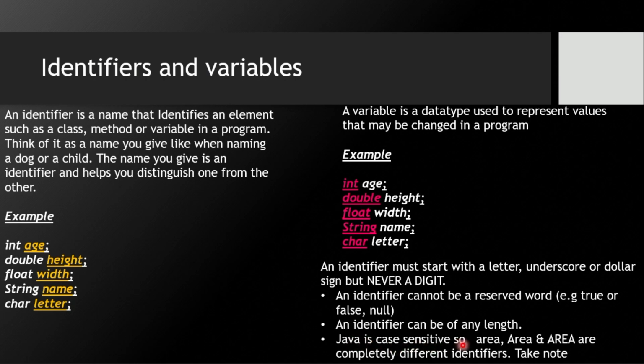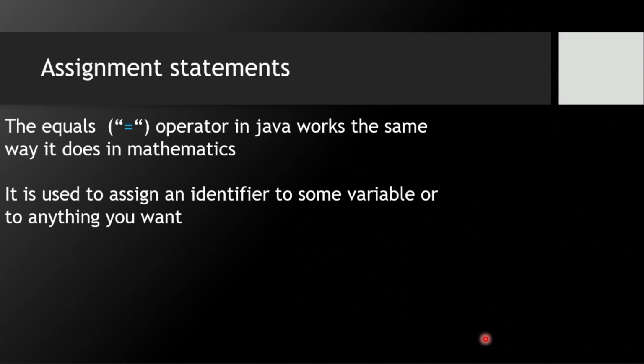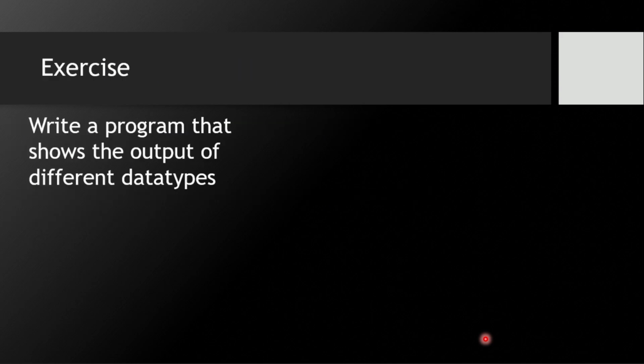So Java is case sensitive. So Area and area are completely different identifiers. Because if you say Area and area, Java is case sensitive, so it reads this as that, and this as that. So if you have three areas in your code with different capitalization, those three are different from each other, according to Java, that is. So assignment statements are the same as in mathematics. If 1 is equal to 1, then 1 is 1, right? If the square root of 4 is 2, then that's what it actually means, right?